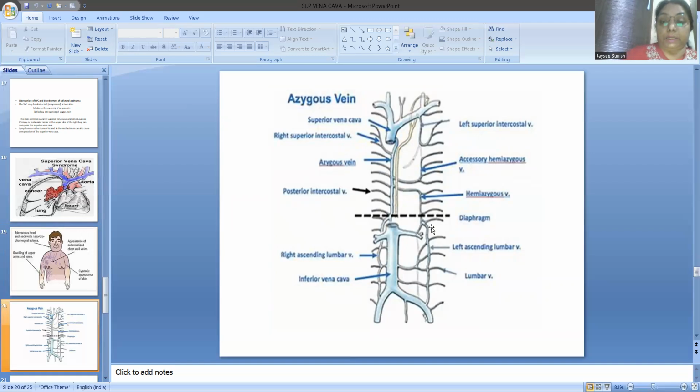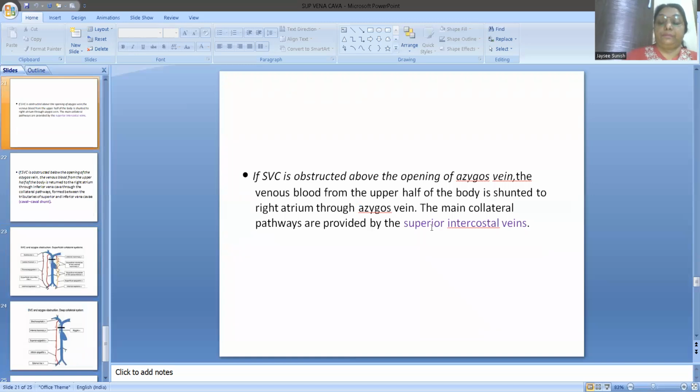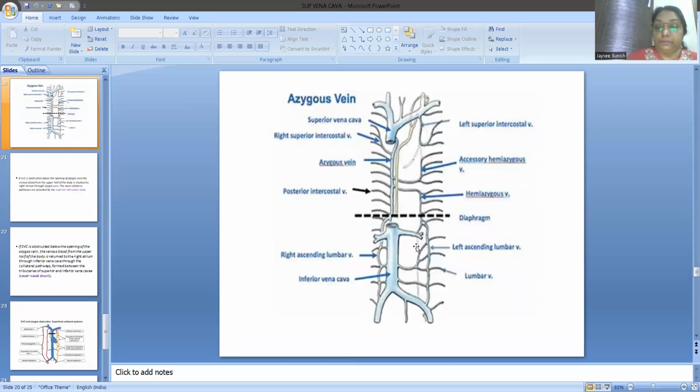How will a collateral pathway develop in this case? If the superior vena cava is obstructed above the opening of the azygos vein, the venous blood from the upper half of the body is shunted through the azygos vein to the right atrium. The main collateral pathway is provided by the superior intercostal vein. We can see in this picture how this collateral pathway carries all the blood from the upper part of the body into the heart.